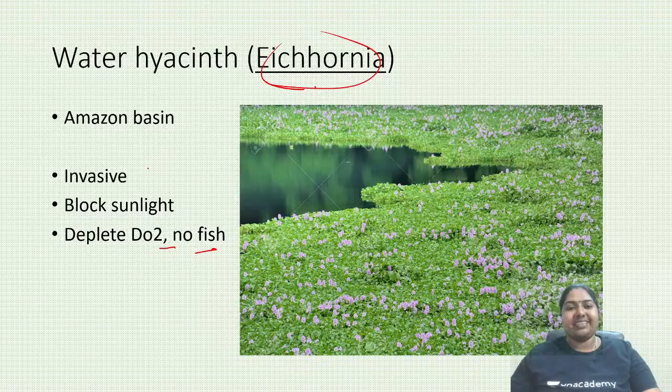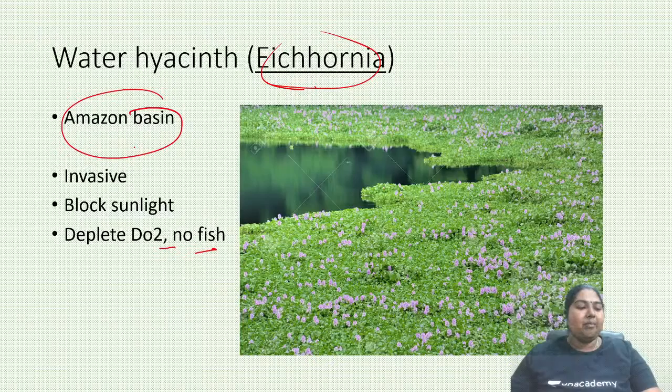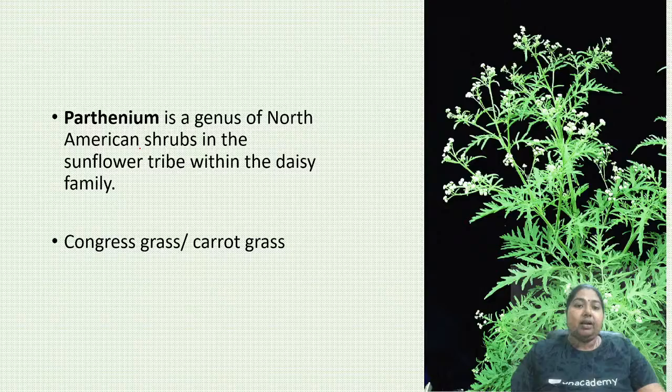From where has it come? It has come from the Amazon basin. That is where it is being imported and it is killing us, isn't it? That is why it is called an invasive species. If it has not created any trouble, then you don't take it as an invasive species. But this one is creating trouble. What about Parthenium? It was introduced and it is creating problems. That is why it is called invasive.